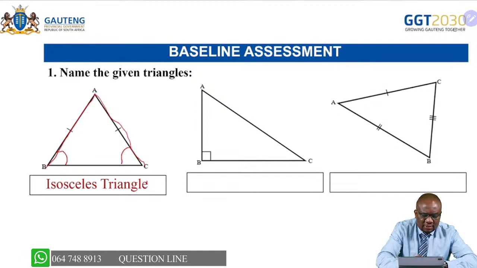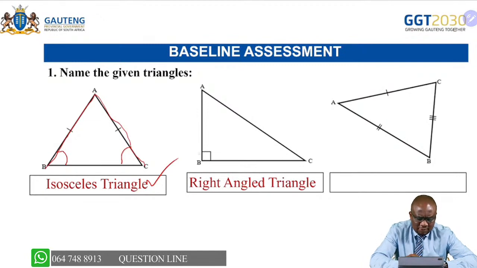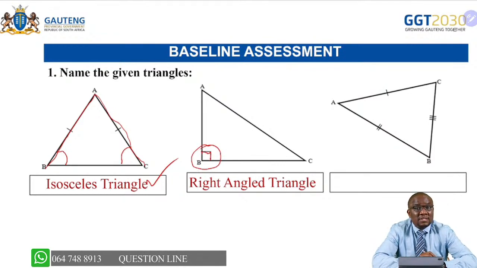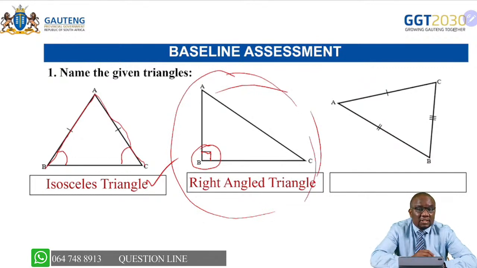Then the next triangle, what is the name of that triangle? It is a right angle triangle. Where is this name right angle coming from? It's coming from the right angle, the 90-degree angle. This symbol here means 90-degree angle. So this is a right angle triangle. Our trigonometry today is based on the right angle triangle.